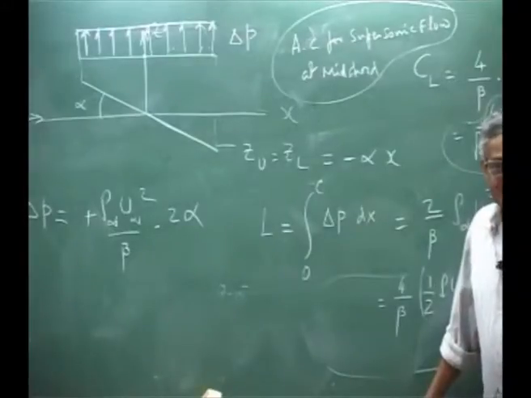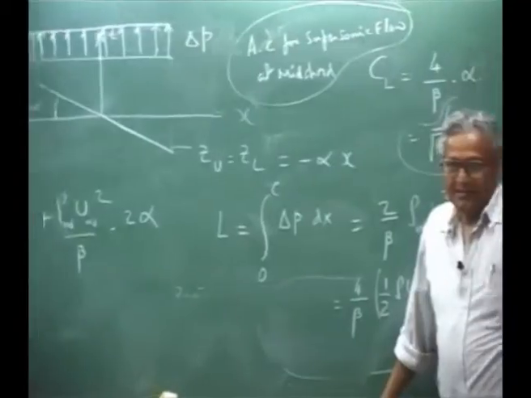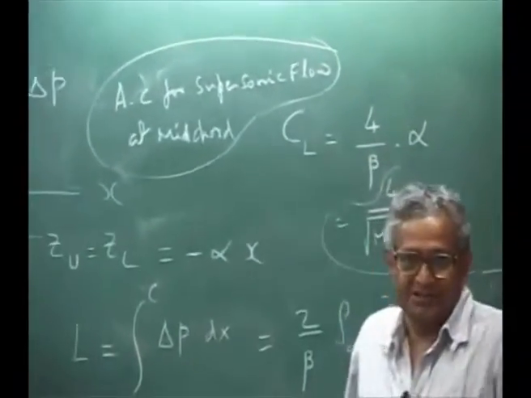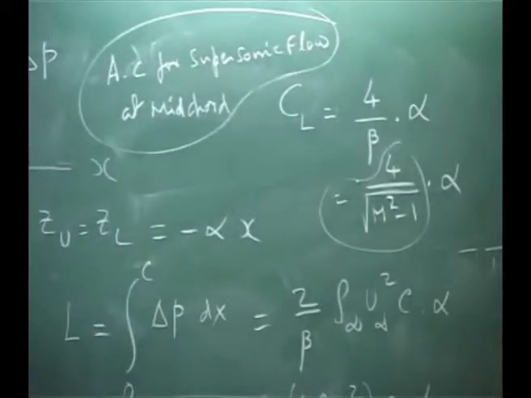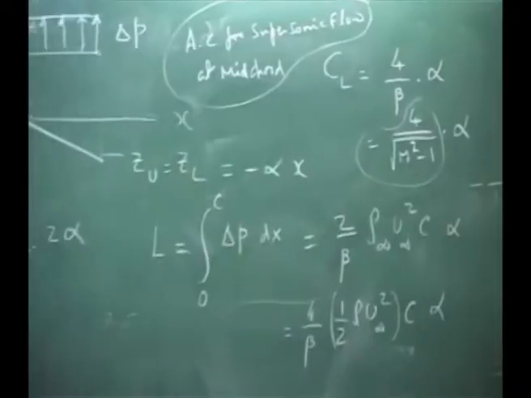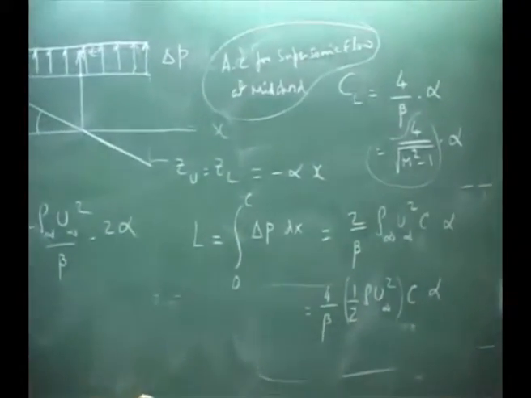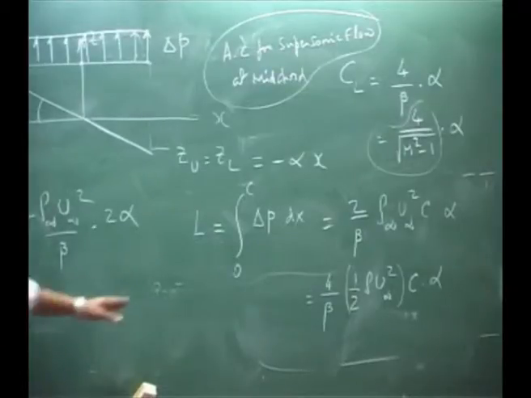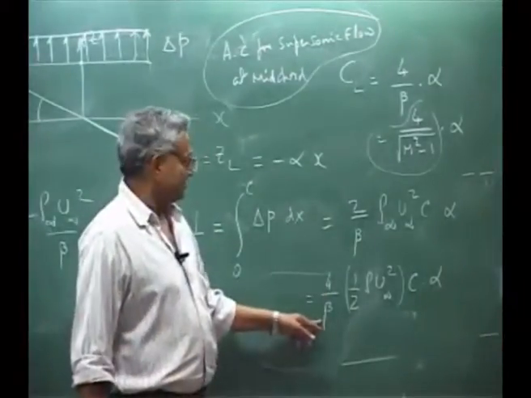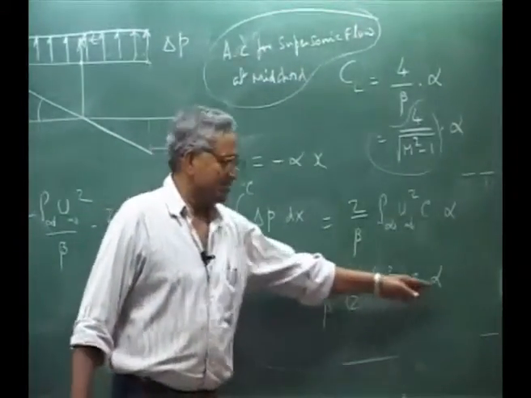Only subsonic it is a quarter chord point. Because based on the definition, you always have this: moment is independent of angle of attack. Now you see you have an expression for lift. Lift is purely 4 over beta into dynamic pressure, chord, alpha.